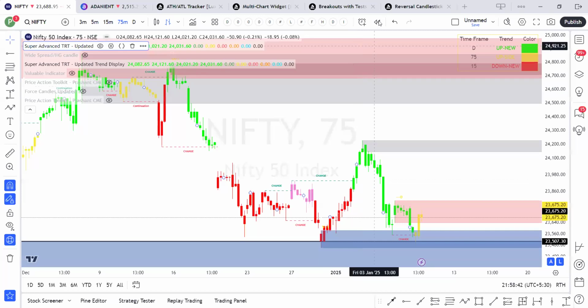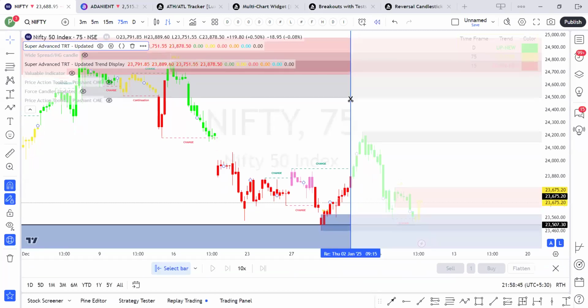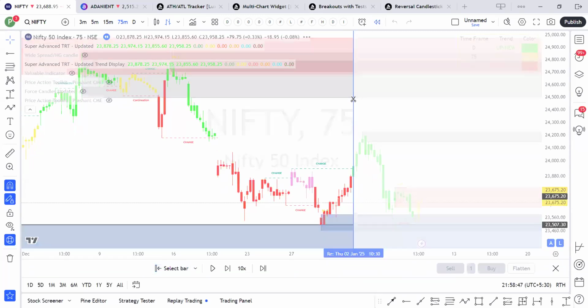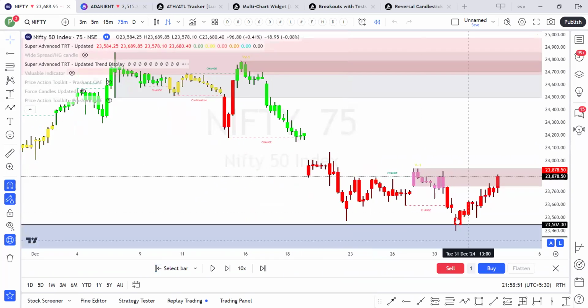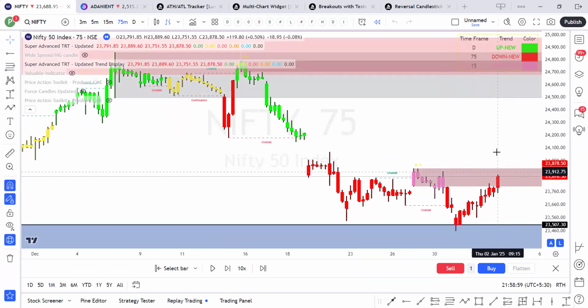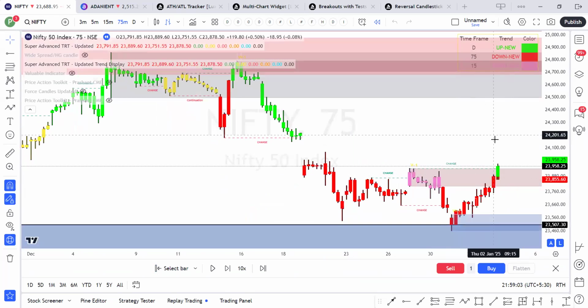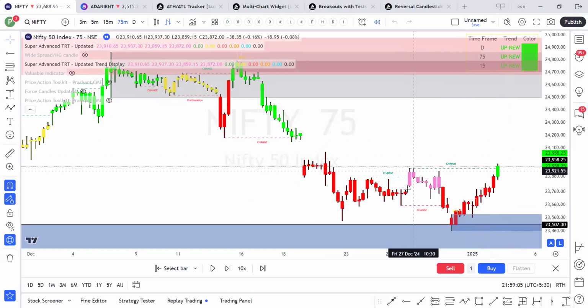So if I show you with bar replay, at this time the change is not visible and the buy area is not visible here. There is a selling area. When a candle closes above this selling area, it will disappear, and there will be a new buying area. The candle color of the next candle will be green. So this is how it has closed above the selling area. The selling area has disappeared and a new buying area has formed.